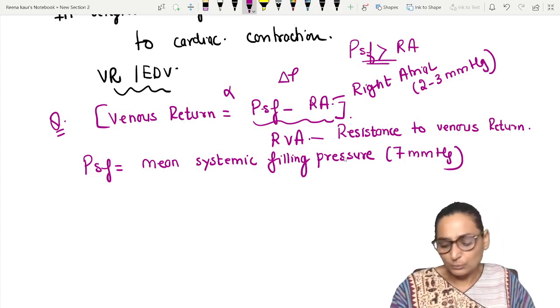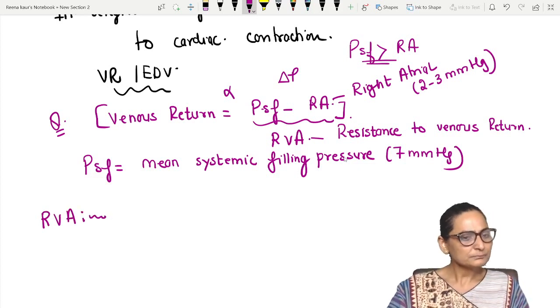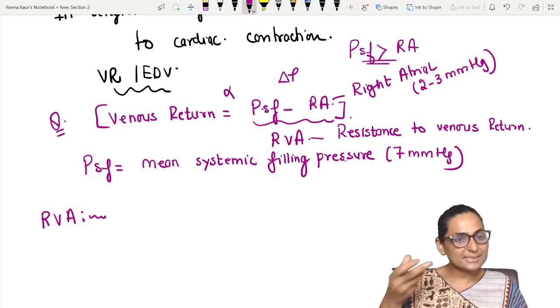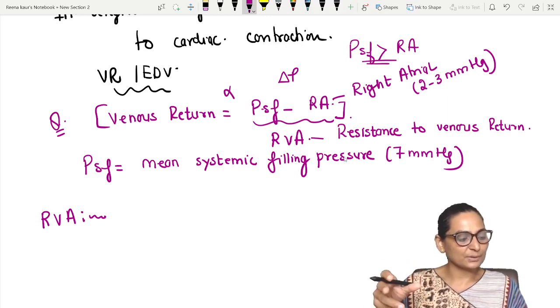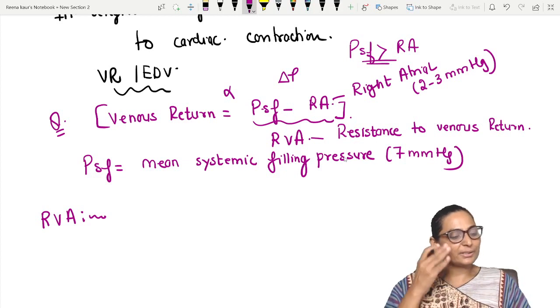Right? Now, when can this resistance to venous return take place? Normally, resistance जो होता है ना, it is usually more with the arteries than with the veins. Okay? So, whenever there is a resistance, अगर बढ़ गया, venous resistance बढ़ गया, suppose there is venous obstruction, but the veins are quite distensible. Their resistance does not increase.